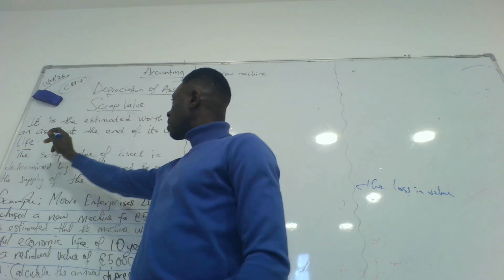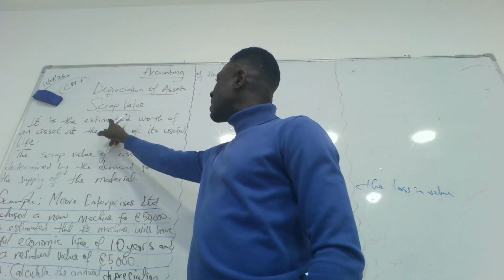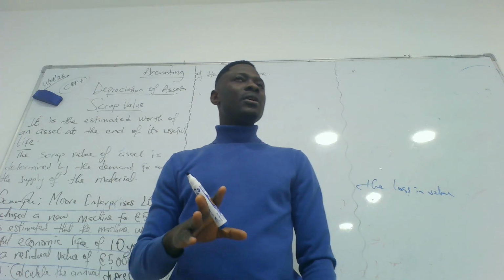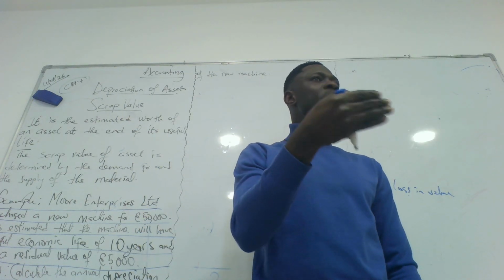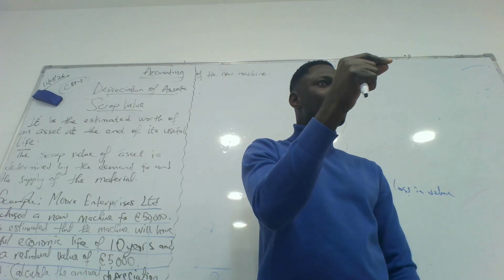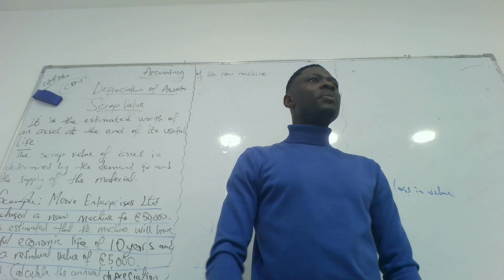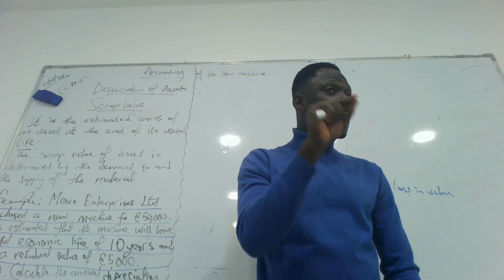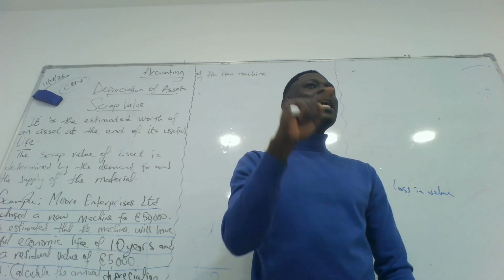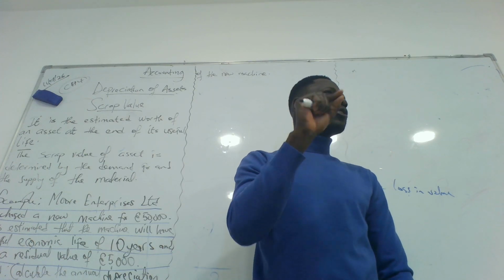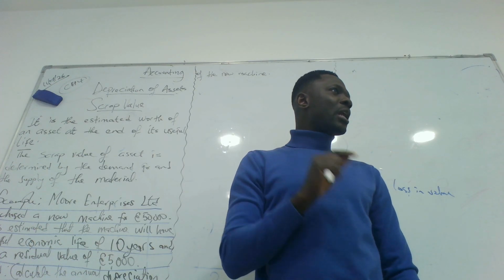So here I wrote, scrap value is the estimated worth of an asset at the end of its useful life or economic life. The useful life is simply that period of time after which the asset will stop being useful for the company, when it becomes less useful or no more useful to the company. That is economic life. Do we understand economic life here?